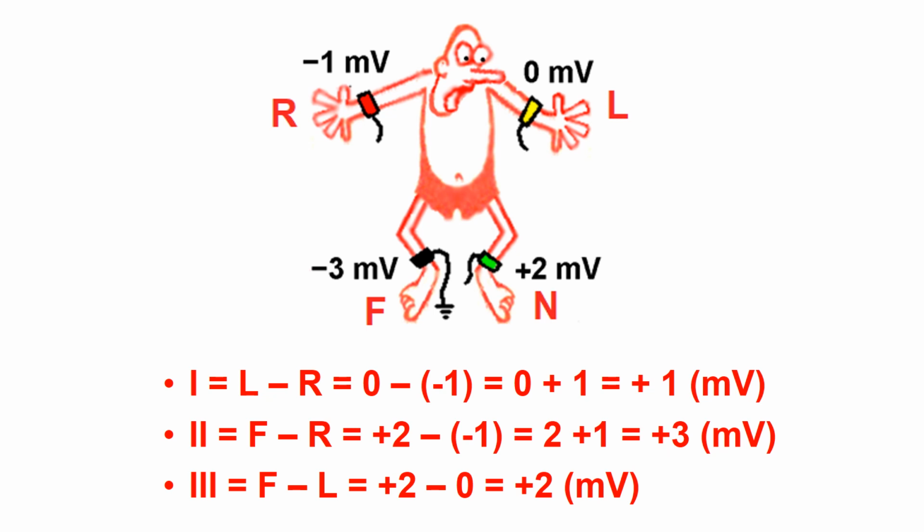Thus, in lead 1 the potential difference is +1 mV, 0 minus -1. In lead 2 the potential difference is +3 mV, +2 minus -1. In lead 3 the potential difference is +2 mV, +2 minus 0. The potential on the right leg, electrode N, is not used in the calculations.